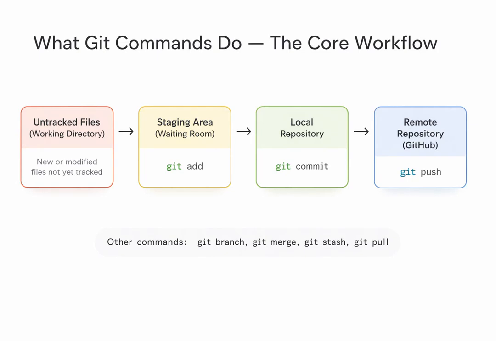Let's talk about what Git commands actually do. Think of your project files going through a journey. When you first create or modify a file, it sits in the working directory. It is untracked, like someone standing outside an airport. When you run git add, you move that file into the staging area. Think of it as the waiting room. When you run git commit, you lock that snapshot into your local repository. The file is now on the plane. And when you run git push, you send it up to the remote server, like GitHub. Other important commands include git branch for creating branches.